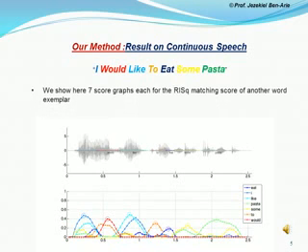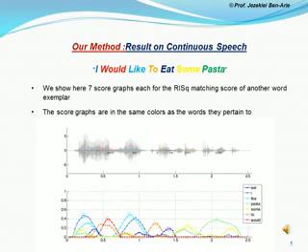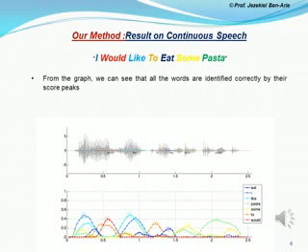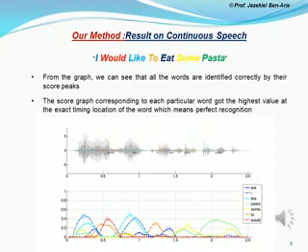We show here 7 score graphs, each for the RISC matching score of another word exemplar. The score graphs are in the same colors as the words they pertain to. From the graph we can see that all the words are identified correctly by their score peaks. The score graph corresponding to each particular word got the highest value at the exact time and location of the word, which means perfect recognition in this case.